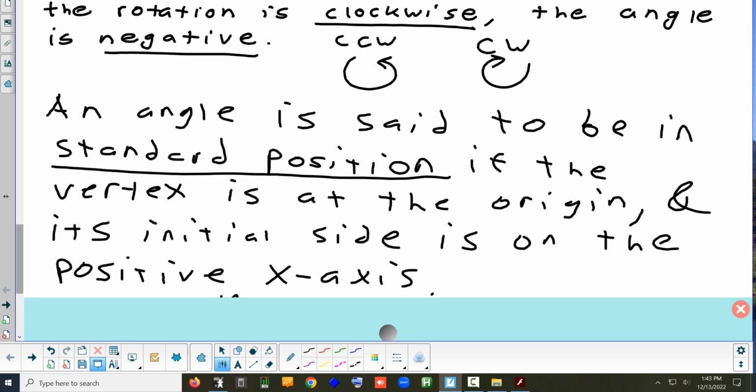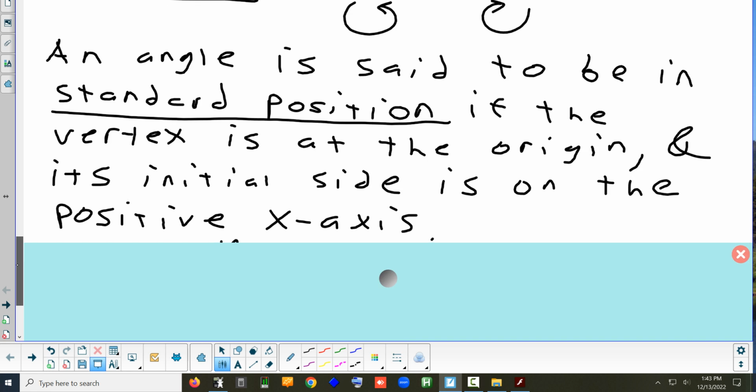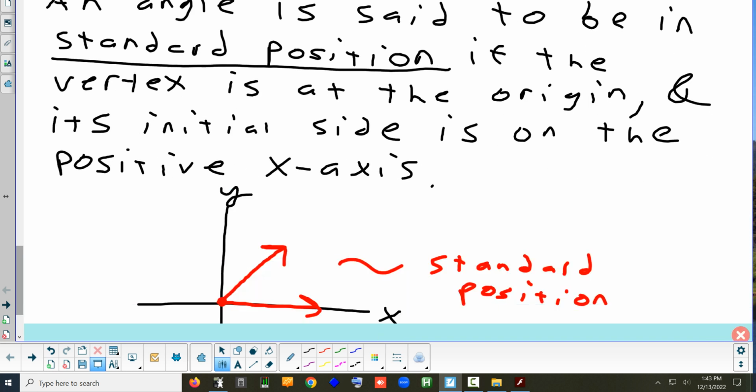The first one is, if you have an XY axis, your vertex should be at the origin. And the second thing is, the initial side should be on the positive x-axis. It should be horizontal and pointing to the right. If those two things happen, then your angle is in standard position. There's an angle in standard position.